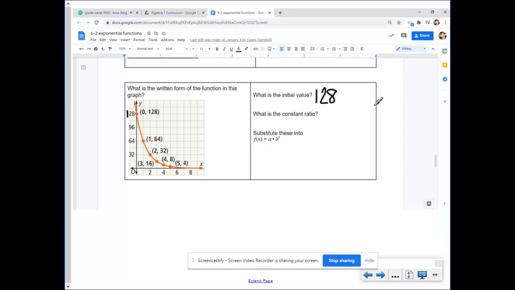The constant ratio. So what we're going to start looking at is, how do I get from 128 to 64? What do I have to do? Divide by 2. How do I get from 64 to 32? Divide by 2. The next one is not on here. They go from 2 to 4, but what's 32 divided by 2? That's what this missing one would be. 16 divided by 2 is 8, and 8 divided by 2 is 4. So our constant ratio, we know we divided by 2.